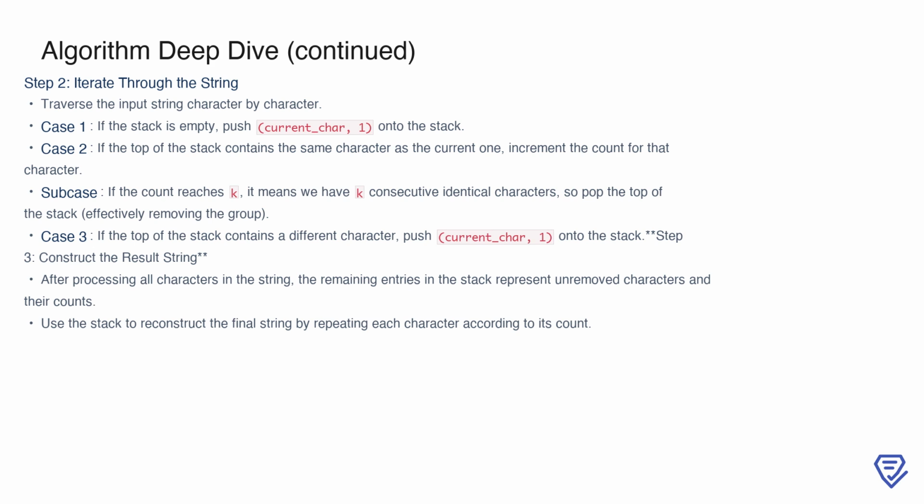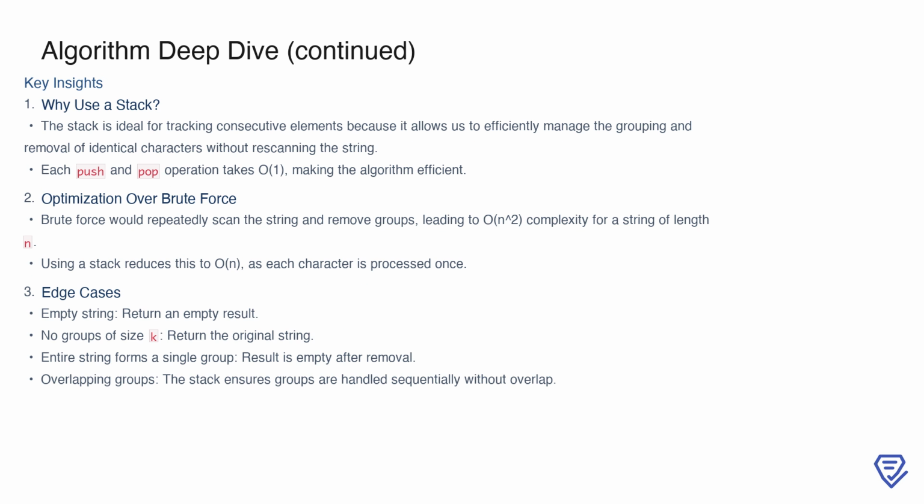Once all characters are processed, the remaining entries in the stack represent the unremoved characters and their counts. At this point, we use the stack to reconstruct the final string by repeating each character based on its count. The stack is a crucial part of this algorithm because it allows us to efficiently manage groups of consecutive characters. With each push and pop operation taking constant time, the stack ensures that we don't need to repeatedly scan the string, which significantly improves efficiency.